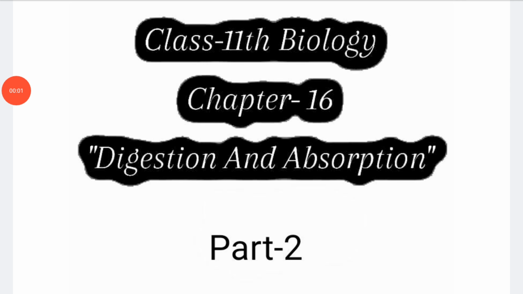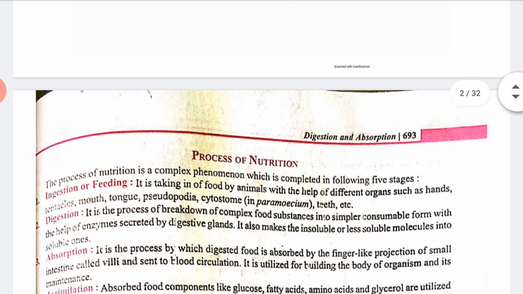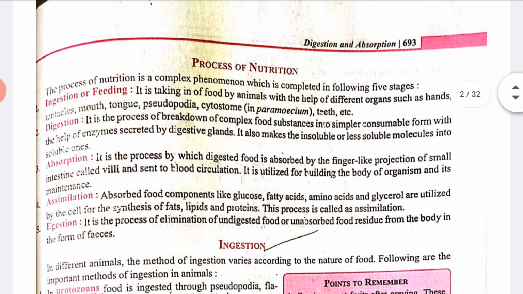Good morning, students, and welcome back to our chapter number 16, Digestion and Absorption. Today we are going to study the process of nutrition. What is the process of nutrition? In the process of nutrition we have a complex phenomenon which is completed by the following 5 stages.